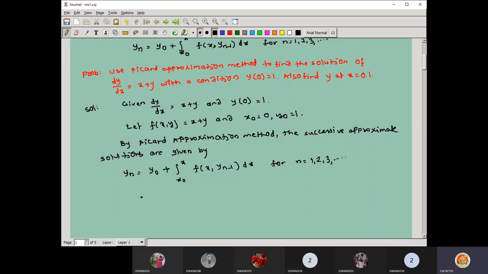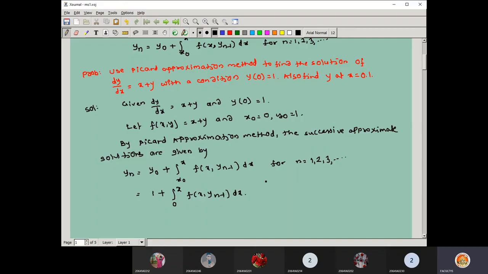So here you just substitute your available values. Already you know that y naught value is nothing but 1. So 1 plus integral x naught. What is your x naught? Here the value is nothing but 0. So 0 to x, that you are writing f of x comma y n minus 1 of dx as it is.